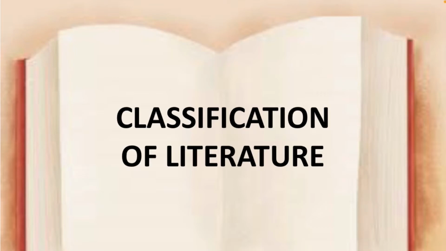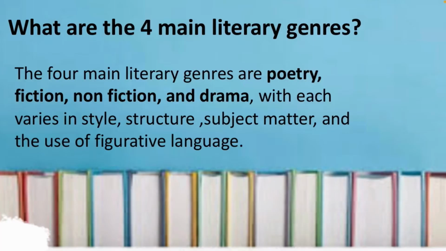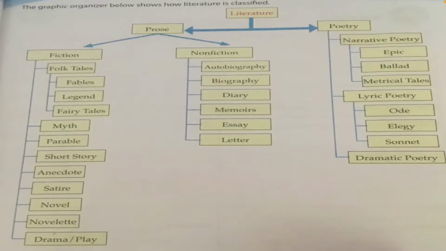For our topic, we have classification of literature. What are the main literary genres? The four main literary genres are poetry, fiction, non-fiction, and drama, with each varying in style, structure, subject matter, and the use of figurative language.